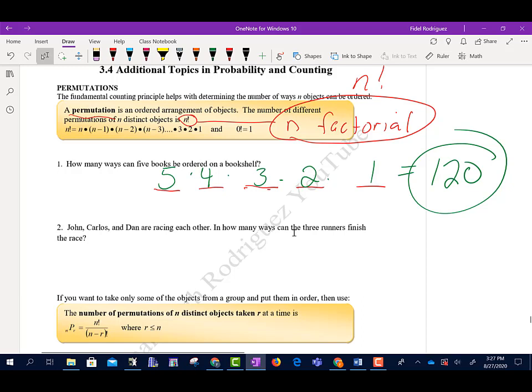John, Carlos, and Dan are racing each other. In how many ways can the 3 runners finish the race? So we can have John, Carlos, or Dan in the first spot. Once we pick 1, now we only have 2 we can choose from, and then once we pick those 2, we only have 1 we can choose from. We will multiply, and that's going to give me 6.